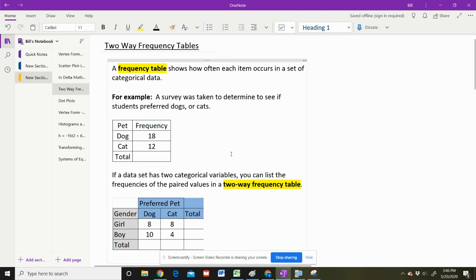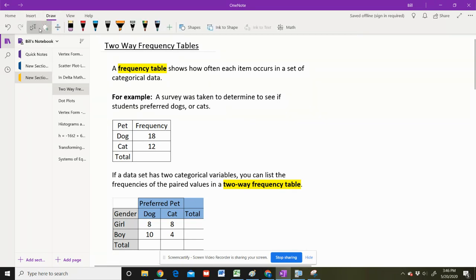All right, so for today, we're going to go over two-way frequency tables. A frequency table shows how often each item occurs in a set of categorical data. For example, a survey was taken to see if students preferred dogs or cats. In this table, we have pets, dog and cat, and frequency. So 18 people preferred a dog, 12 people preferred a cat.